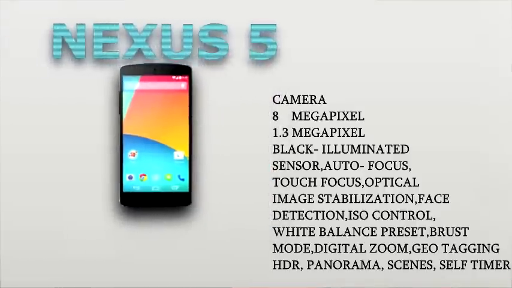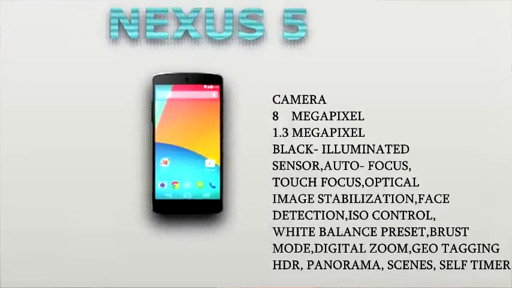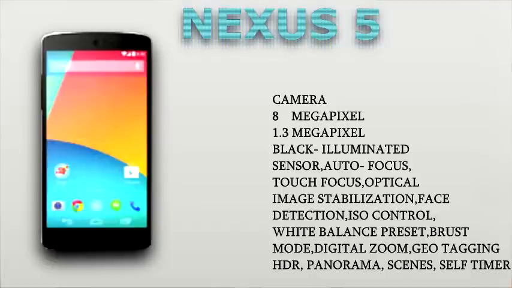When it comes to Google Nexus 5, it has an 8 megapixel shooter with tons of new features, like a back illuminated sensor, autofocus, touch to focus, and optical image stabilization, which is really a new feature they are putting into smartphone cameras. It has digital zoom, geotagging, HDR mode, panorama, scenes, self timer, and you can also record 1080p HD video at the rate of 30 frames per second. And as I already mentioned, it has optical image stabilization.